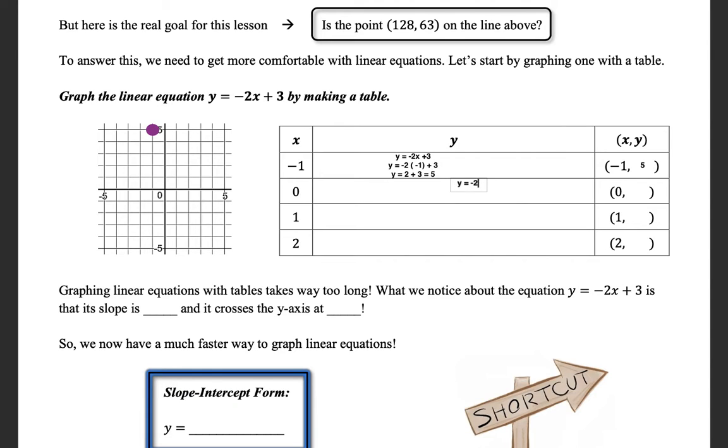So we still have -2. And we're still timesing it by, in this case, 0. And then we add 3. Okay, well, that's easy. y equals -2 times 0 is just 0. 0 plus 3 is just 3.